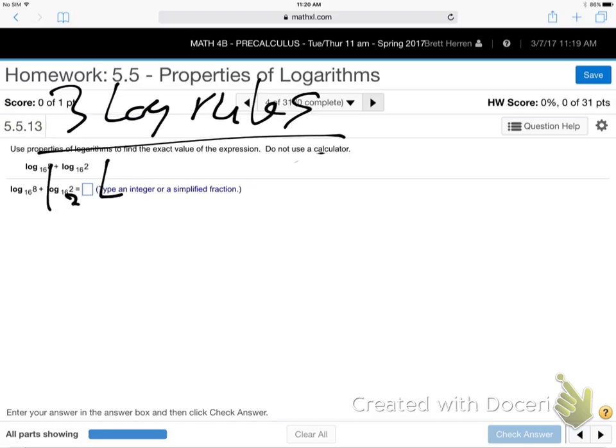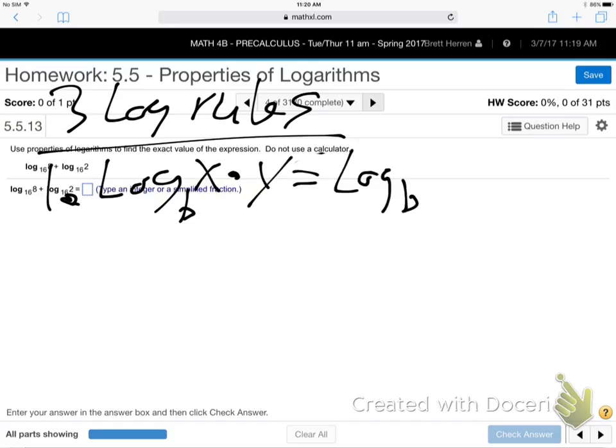Number 1, log base b of x times y is log base b of x plus log base b of y. Have I not written that out? Maybe I haven't. I'm sorry, I apologize. I'm like, remember? No, you don't remember. All right. So these are the three log rules. There's the first one: multiplying for one log becomes adding for two. So sorry, I feel bad. I went through all those problems assuming you knew the log rules.